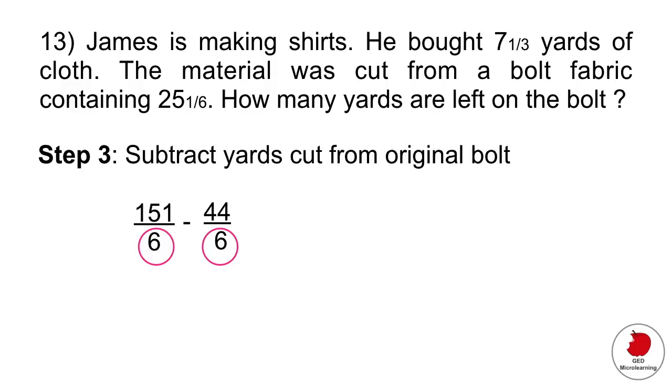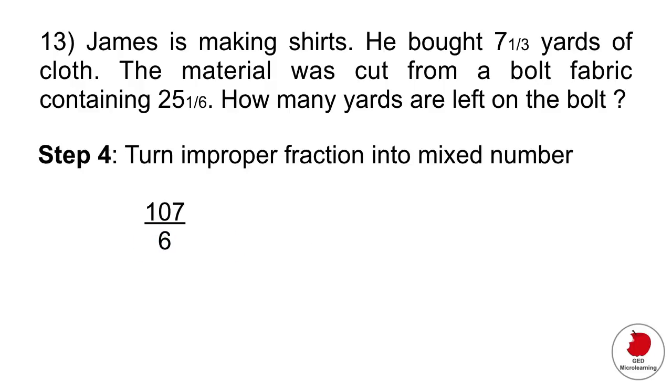And once again, as you can see, the denominator is the same, it's 6, so all you have to do is subtract the numbers in the top. So 151 minus 44 is 107 over 6. And the next thing would be to now turn that improper fraction into a mixed number. So here you want to ask yourself, how many 6's are there in 107? Okay, so if you divide 107 by 6, let me just do it on my calculator, that gives you 17.83.